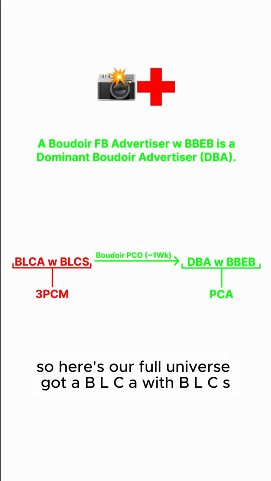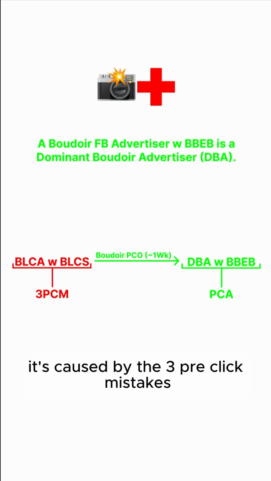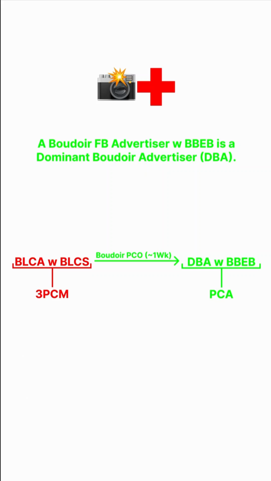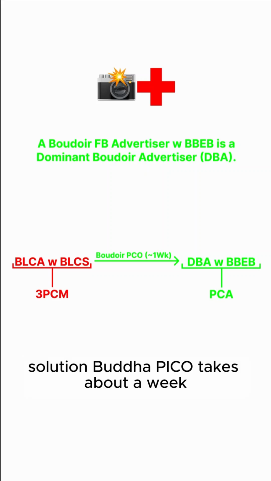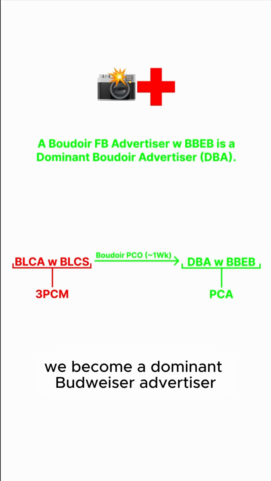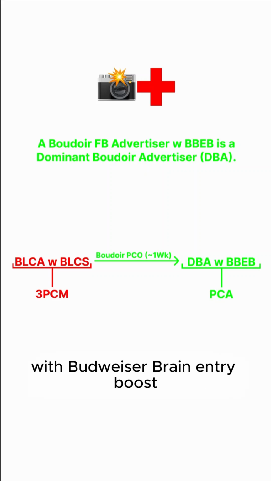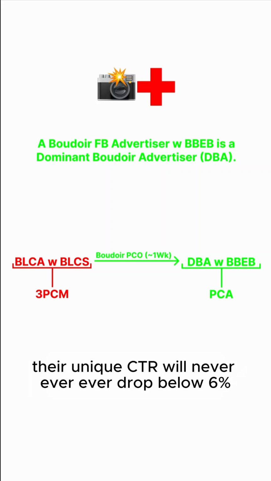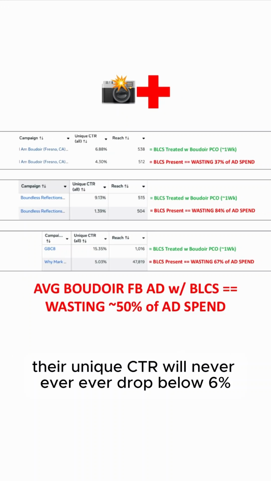So here's our full universe. Got a BLCA with BLCS. It's caused by the 3 pre-click mistakes. Solution: Boudoir Pico takes about a week. We achieve pre-click alignment, and we become a dominant boudoir advertiser with Boudoir brain entry boost. And those boudoir Facebook ads, their unique CTR will never, ever drop below 6%.